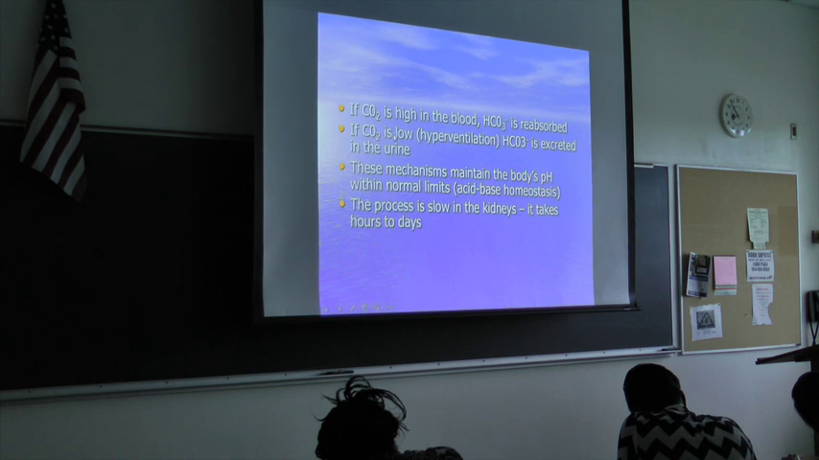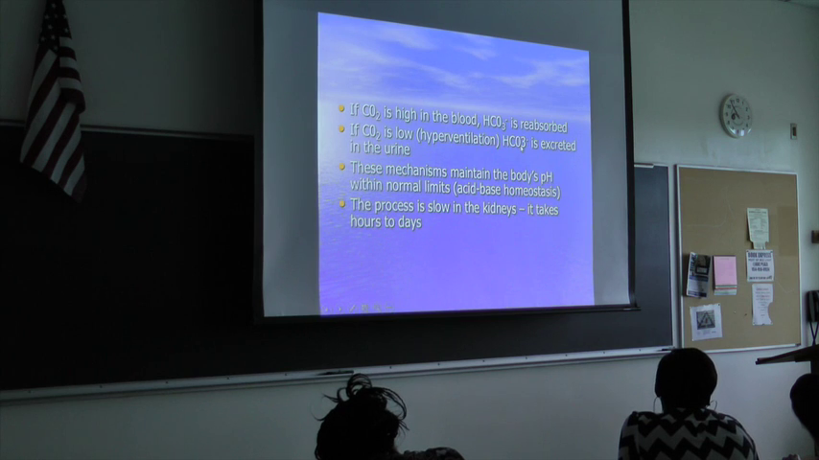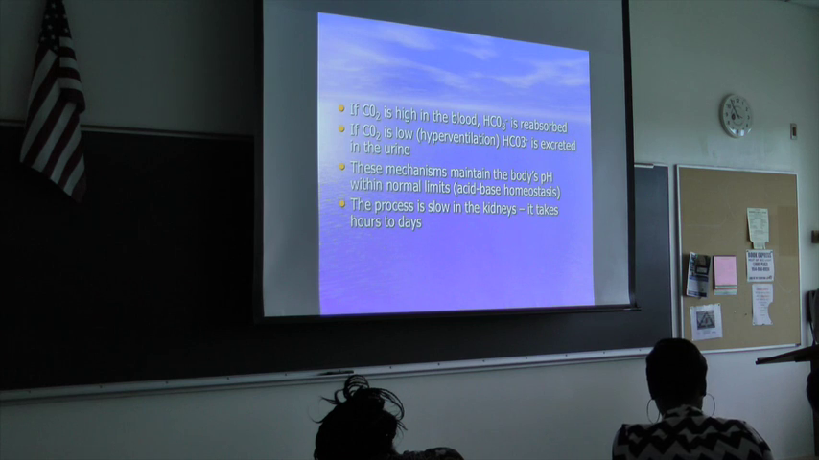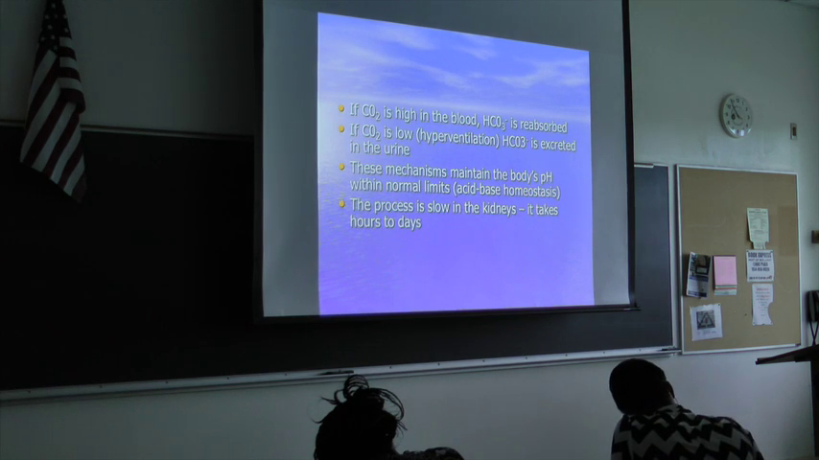If the carbon dioxide is low, if somebody's hyperventilating all the time, then bicarbonate is excreted in the urine. Again, low CO2, you need low bicarbonate to keep the pH in range. These mechanisms maintain the body's pH within normal limits. And this is called acid-base homeostasis. The process is slow in the kidneys. It takes several hours to several days for it to balance out the pH. The lungs can respond quickly. The kidneys, not so quickly. It takes them a while to adjust the pH.